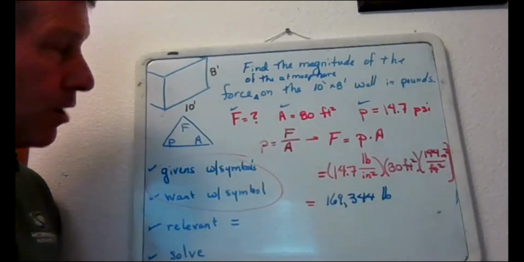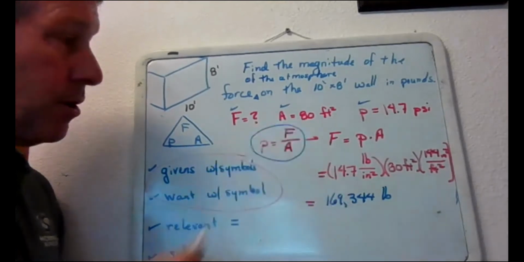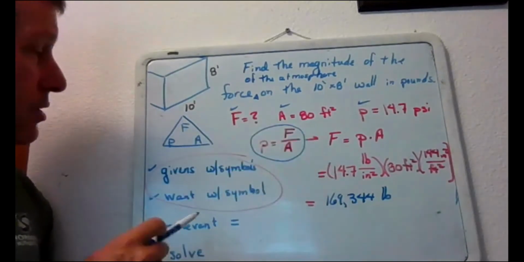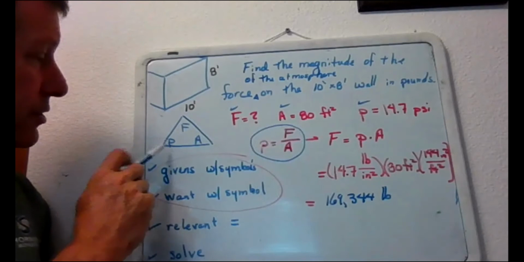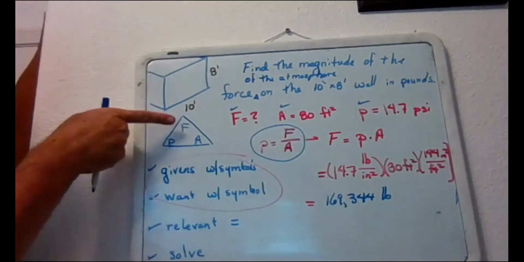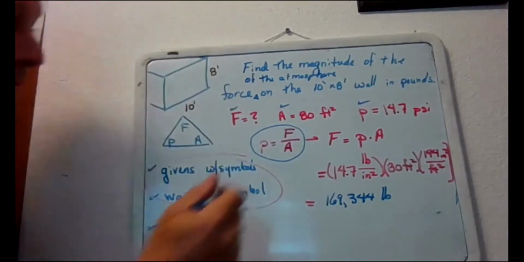Some people are having trouble with this step where we go from a definition that's a ratio and you're solving for some term within this ratio, in this case, force. So it may be helpful if you have ratios to use this triangle. Pressure is force over area. If I'm trying to solve for force, cover the F and I get pressure times area. There's the work.